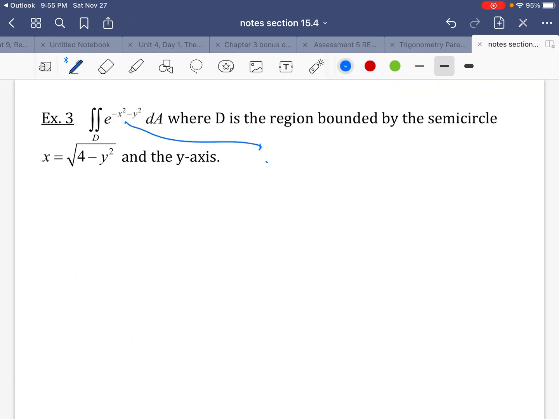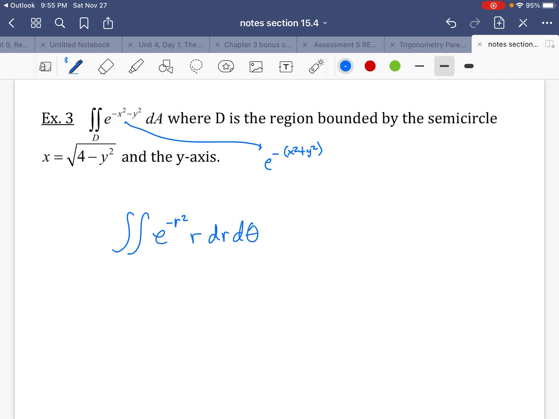So up here, we have e to the negative x squared plus y squared. If I pull that negative out, that's negative r squared. So I'm doing a double integral of e to the negative r squared. Remember, we have to put our own r, and then dr d theta.